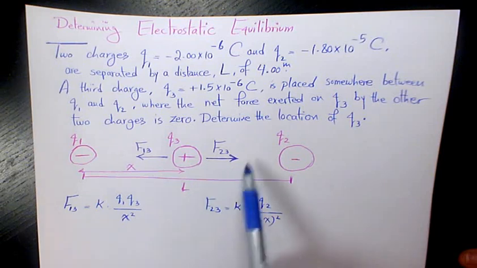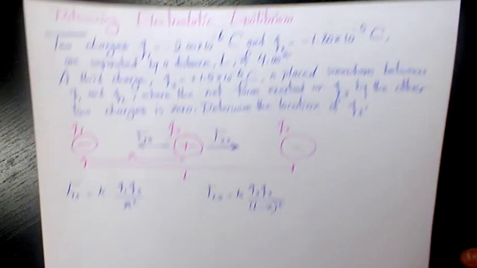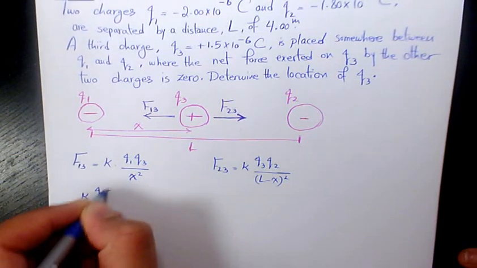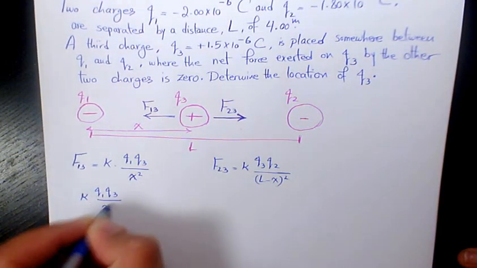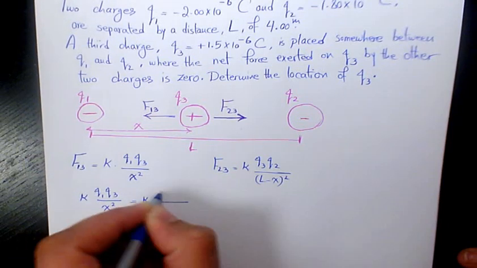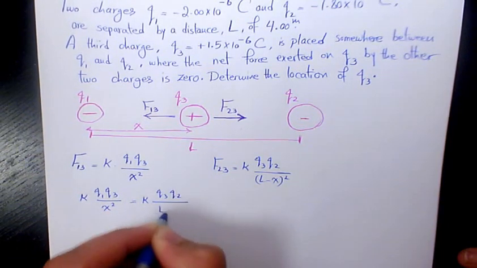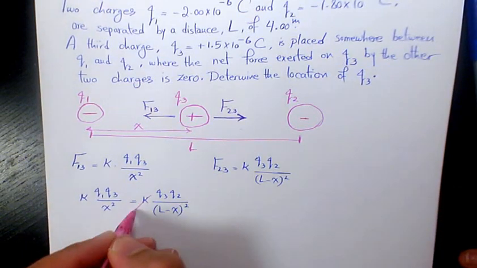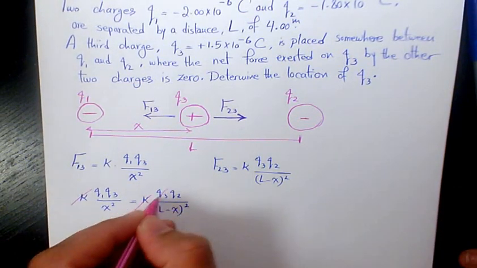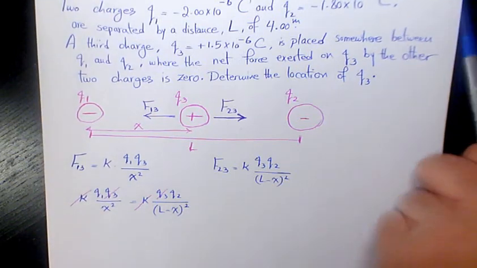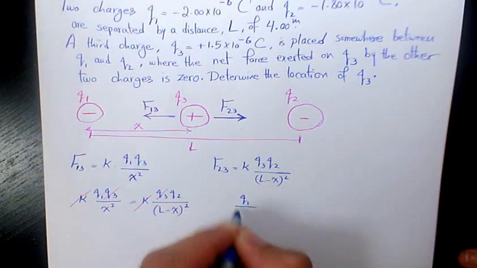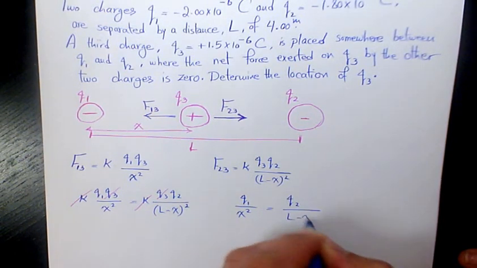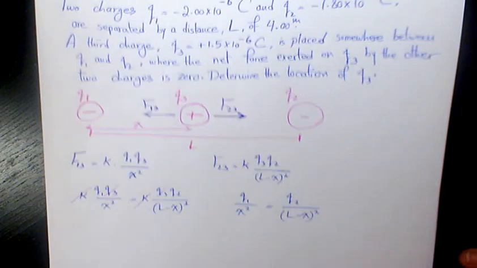Since the resultant and net force is 0, it means that these two forces are equal. So I make them equal to each other. K Q1 Q3 divided by X squared equals K times Q3 Q2 over L minus X to the power of 2. K and K cancel out. Q3 and Q3 cancel out. So we have Q1 over X squared equals Q2 over L minus X to the power of 2.